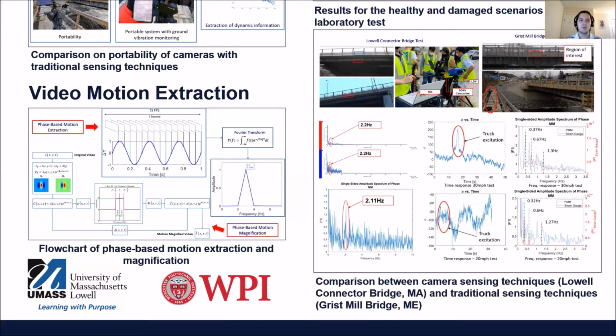Since the frames are many images taken over time, we can extract the position of a part of the region of our interest and then track this motion over time. Then, simply applying a Fourier transform, we can extract the natural frequency of the bridge.